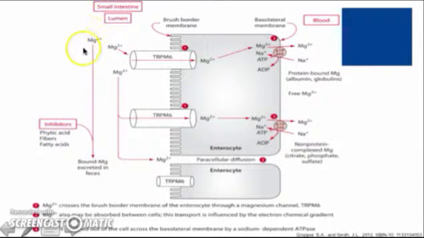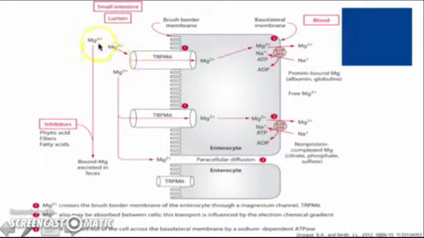We can see here the method of absorption, and we also see the factors affecting the bioavailability of magnesium. So we can see that the free magnesium can bind to any one of the inhibitors, specifically phytic acid or fibers or fatty acids, and when bound to these inhibitors, it will be excreted in feces, limiting its bioavailability and thus ability to be absorbed.